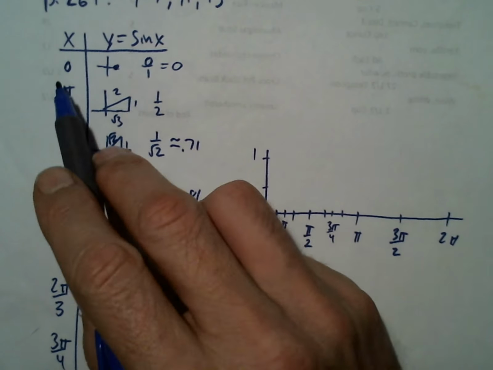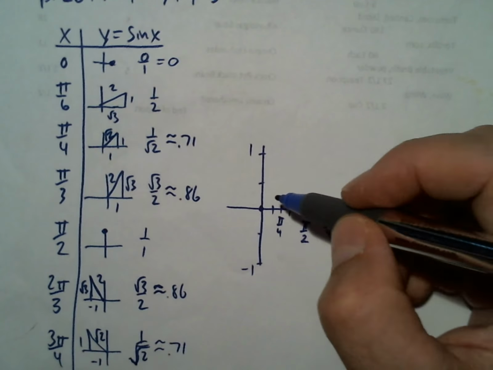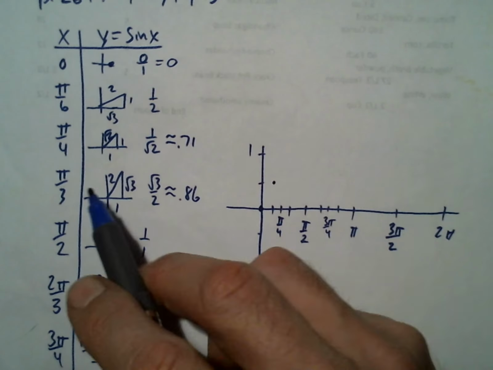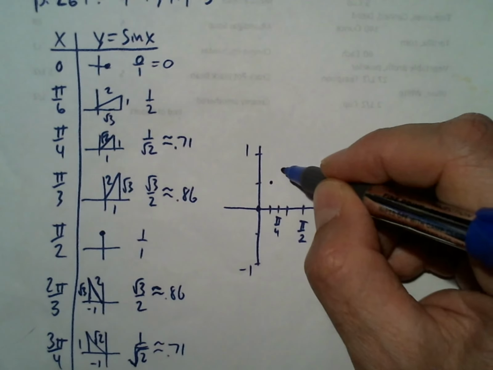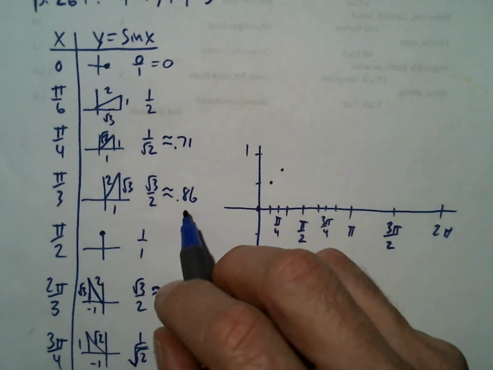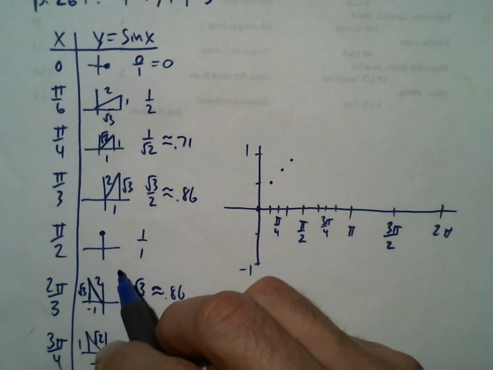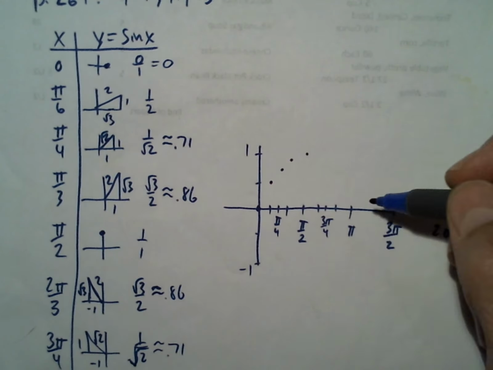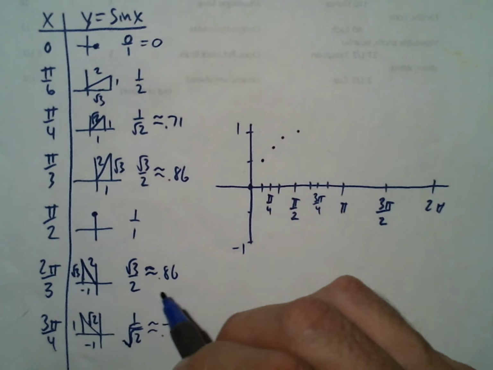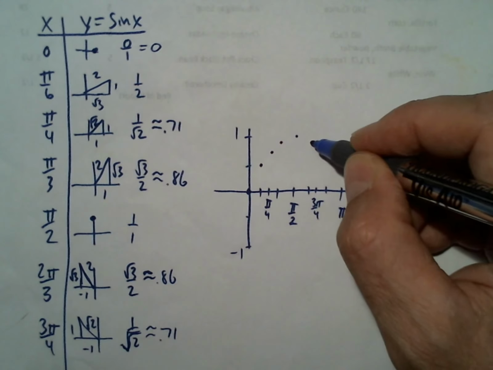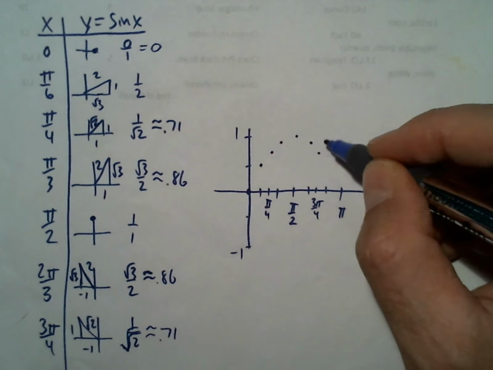And we have 0, 0. Pi over 6, 1 half. Pi over 4, 0.7. Pi over 3, 0.86. Pi over 2 goes to 1. Then we'll go to 2 pi over 3 is 0.86. 3 pi over 4 to 0.7.